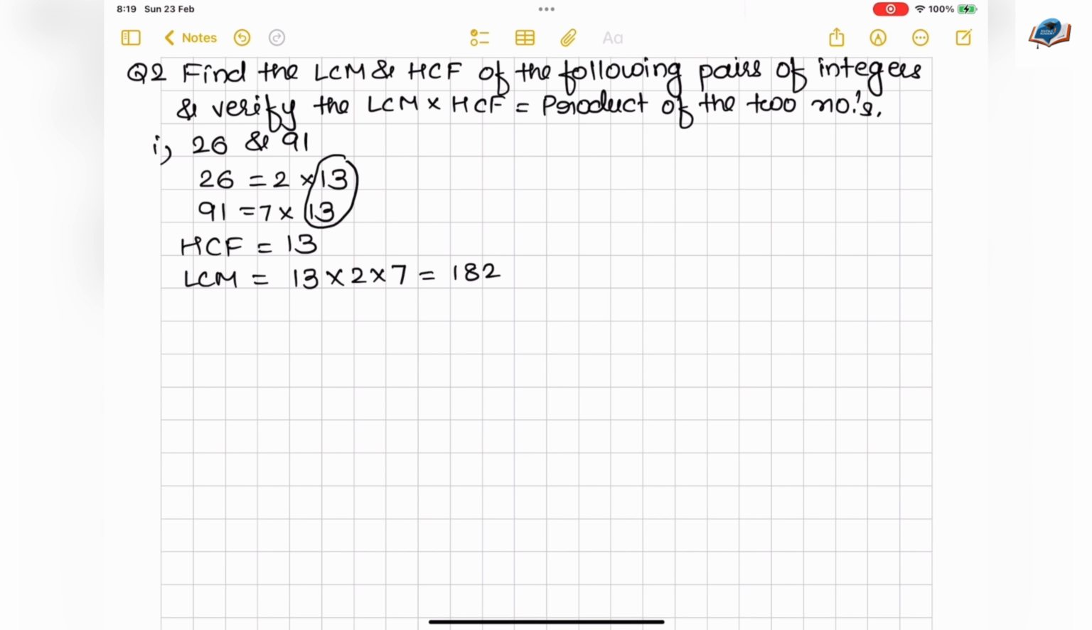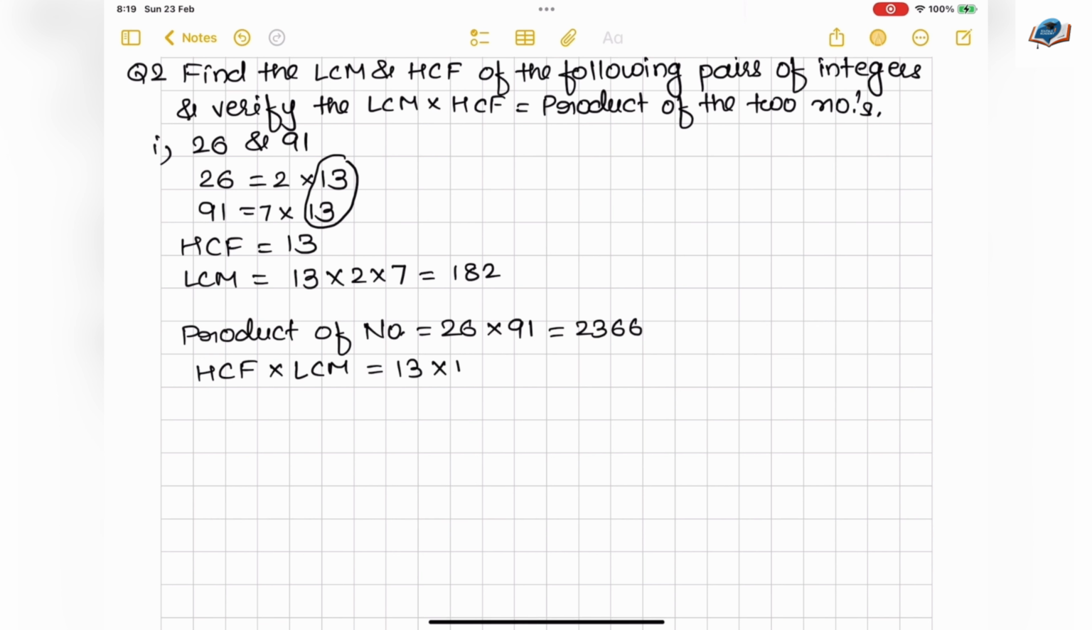Now, product of numbers will be 26 into 91, so that is 2366. And on the other side, HCF into LCM, that is 13 into 182, so that is also 2366. Hence, HCF into LCM is equal to the product of the two numbers.